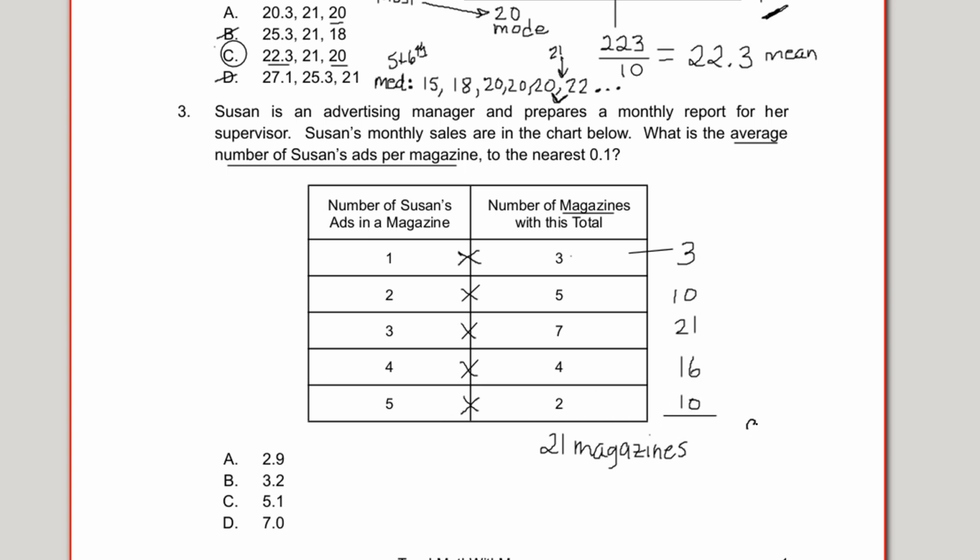Now to get her total ads, we need to add up these numbers here. You can either do that in your head or take your calculator and add those numbers. I get that there are 60 ads. So we're looking for an average. We're going to take 60 divided by 21. And I get approximately 2.857. We are rounding to the nearest 0.1. So that's going to take us to 2.9, which is answer choice A.